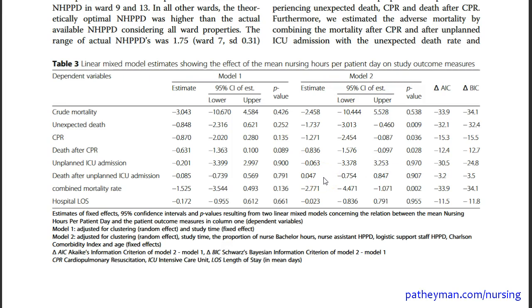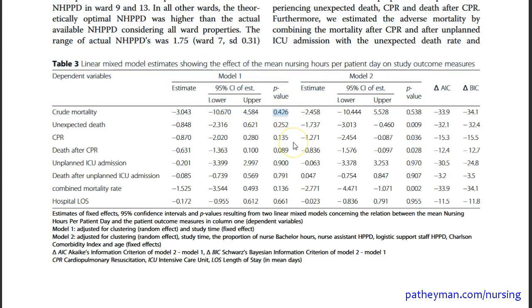So in the first model, let's look right here. What they said is the point estimate of crude mortality was -3. And then the 95% confidence interval was from -10 to +4. Now, because that confidence interval crosses 0, it includes 0 in the mortality. That means that it's possible that no one died as a result of the study factor. Then you can also verify that by looking at the p-value right here.